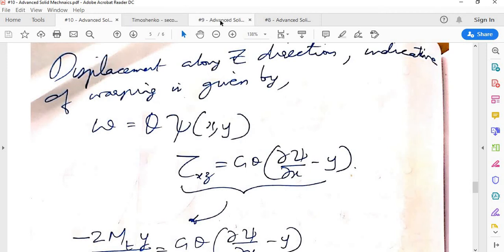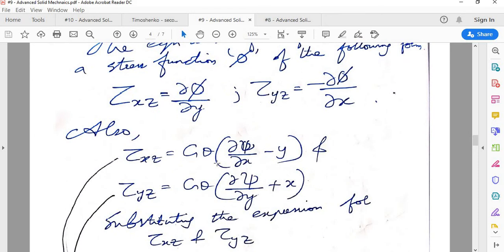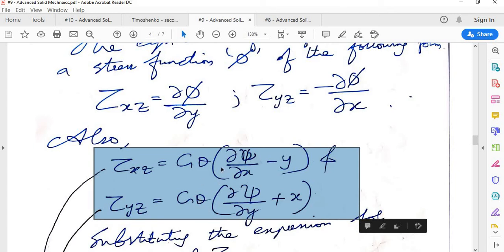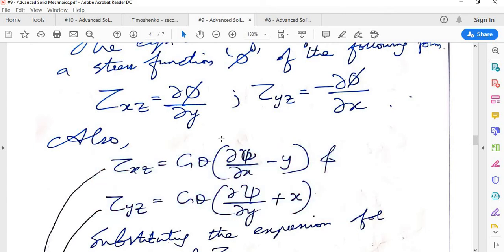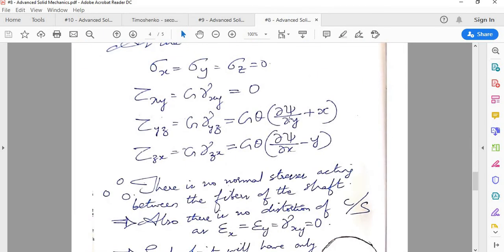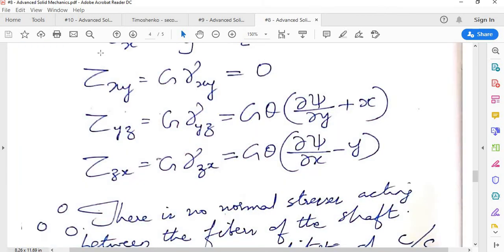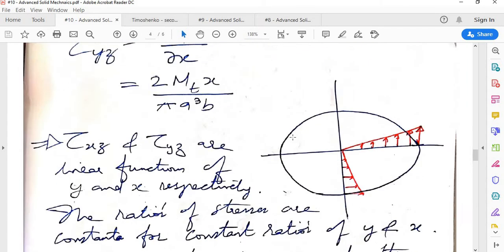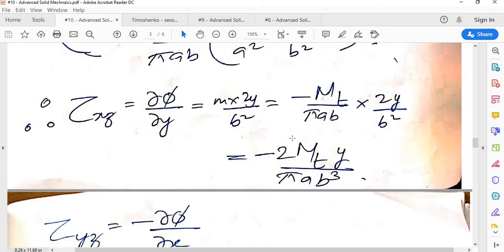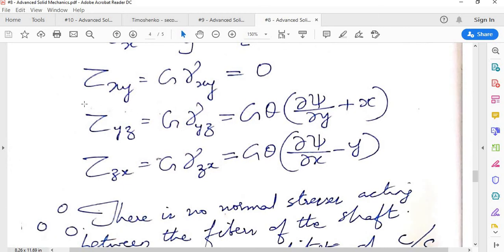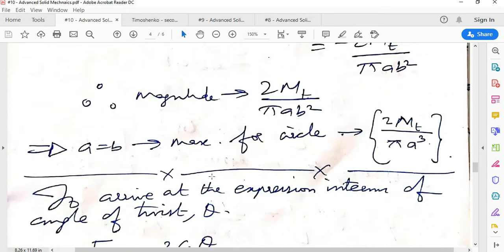If you go to our previous lecture, we had written tau xz and tau yz, and they are related to the warping function in the following form. This was also part of our earlier lecture. This is the expression for tau yz and tau zx. We have already determined their formulas in this lecture itself. This is tau xz, this is tau yz. In this particular expression, we know the expression for theta, which we just arrived at.